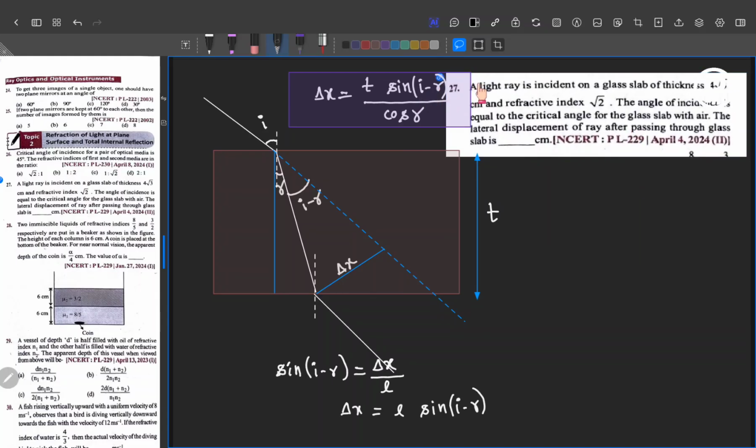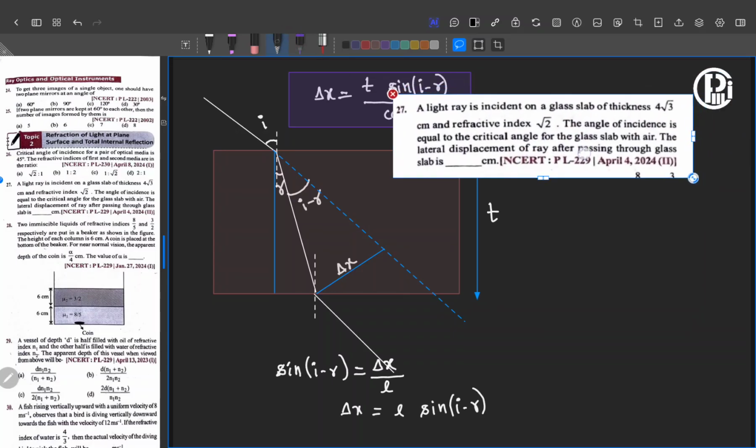So that was the problem. A ray of light is incident on a glass slab of thickness 4√3 centimeter and refractive index √2. The angle of incidence is equal to the critical angle for the glass slab with the air. The lateral displacement of the ray after passing through the glass slab is?